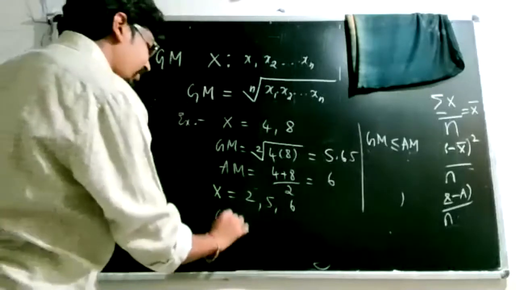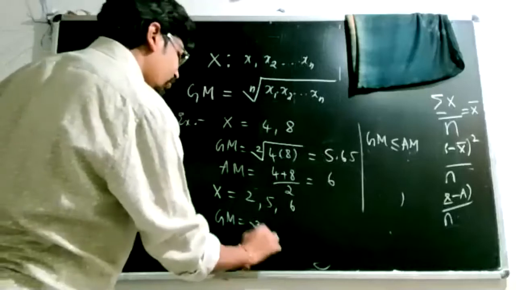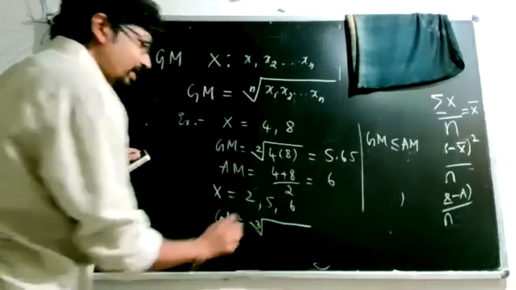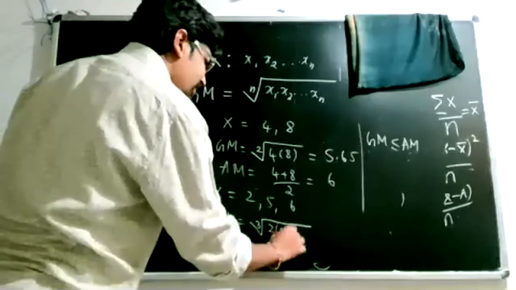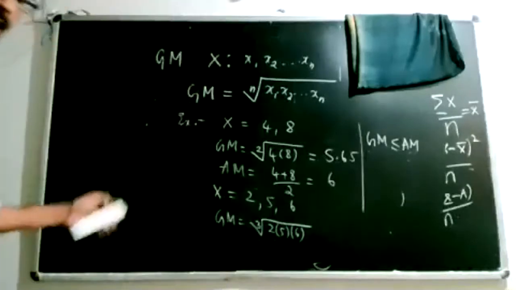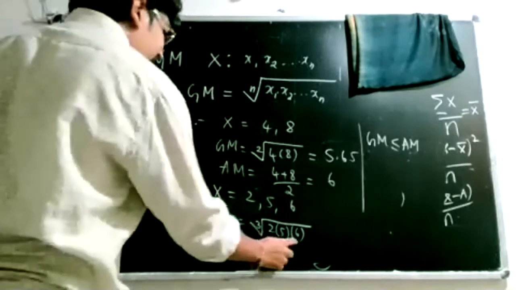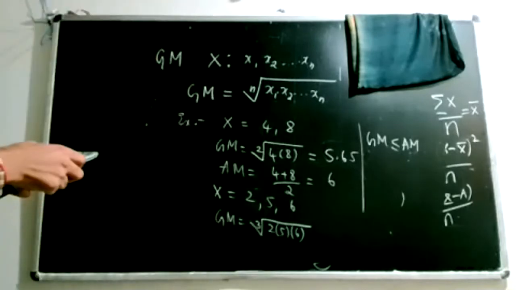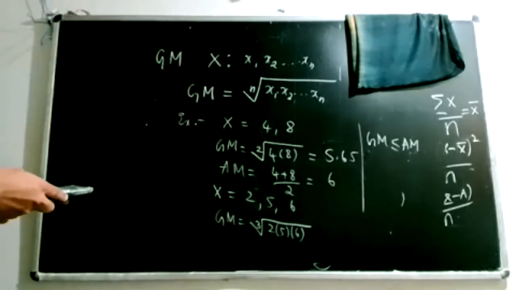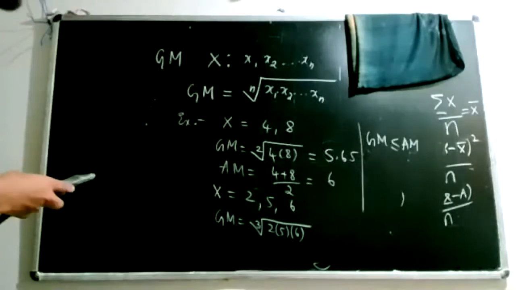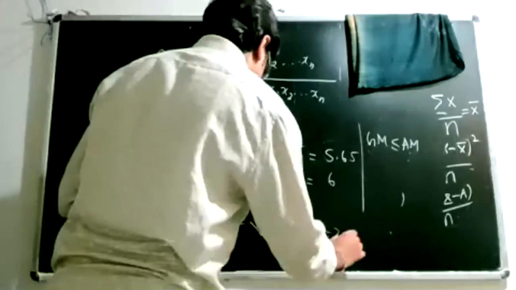In that case, geometric mean is defined as cube root of the product; you take as many roots as there are values, and multiply that many numbers. Now when I obtain the product, 2 into 5 is 10, 10 into 6 is 60, and cube root of 60 is equal to 3.9.